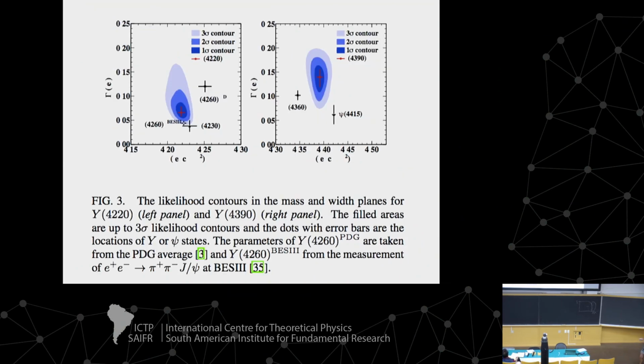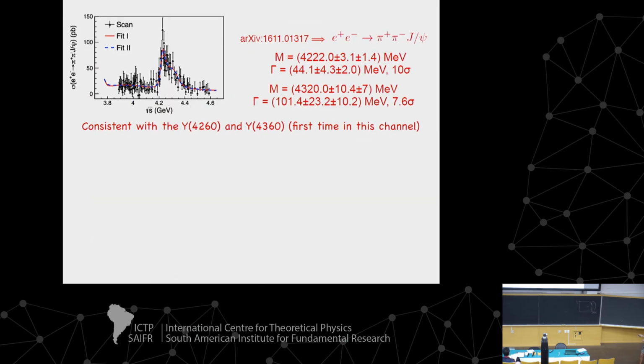What do they mean when they say they are not consistent? This is what they do. They do this analysis in the mass and width plane. This is the state that they are observing, this is the 4260, here is the other one, and this is the 4360. So this is why they say that they are not compatible with the other ones, because they investigate everything in this mass and width plane.